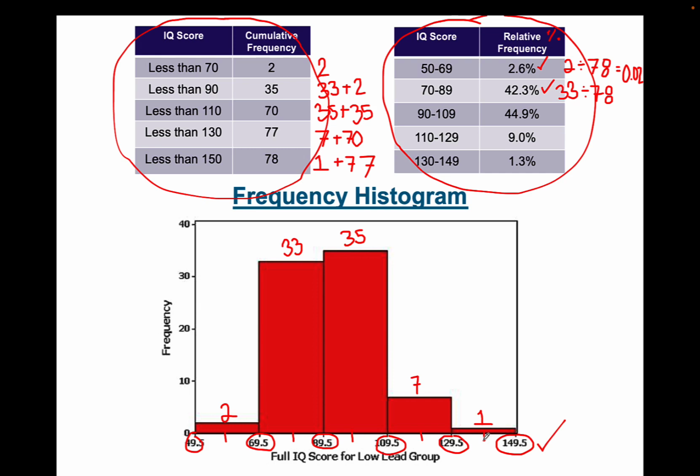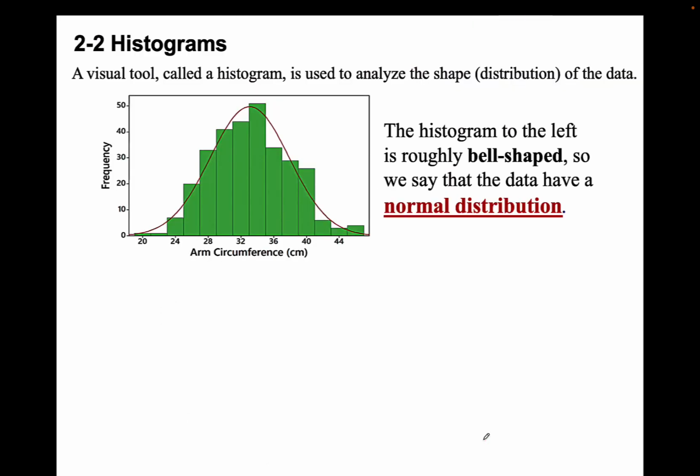All right. Section 2.2, we dive a little bit more into histograms. They're a visual tool. They're used to analyze the shape or the distribution of the data. So here we have even more classes. So breaking this down, this is the arm circumference in centimeters, and remember the height is the frequency. Notice here, just want to point out that they put some class midpoints on the horizontal axis to show their data. It looks like a very nice graph.